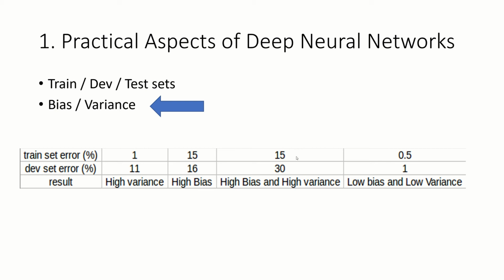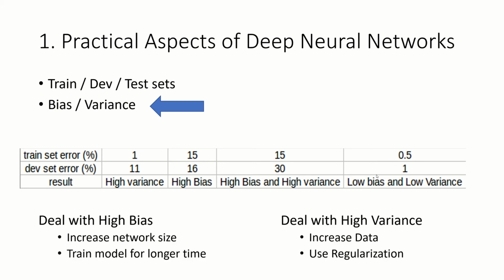However, when both the train and dev errors are small, then the model is reasonable and we can say you have low bias and low variance. So the aim is to always have this low bias and low variance. So what do you do to deal with high bias?